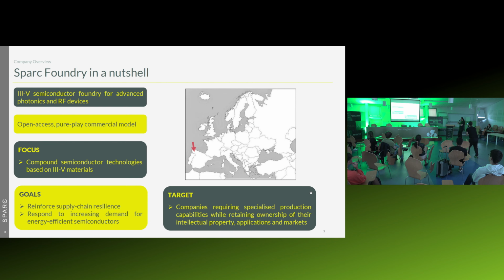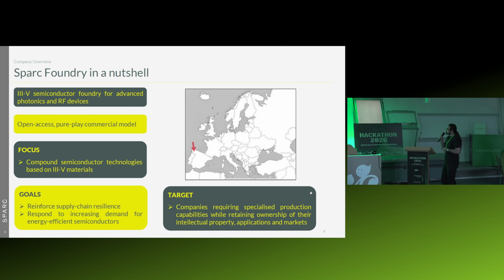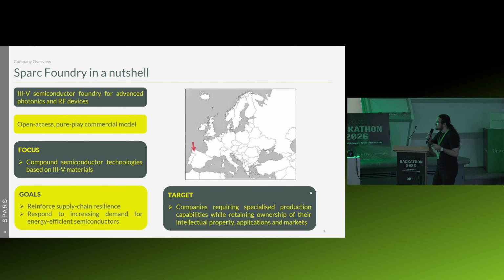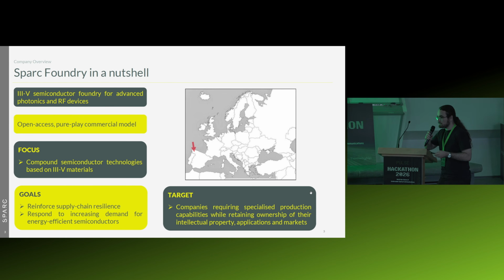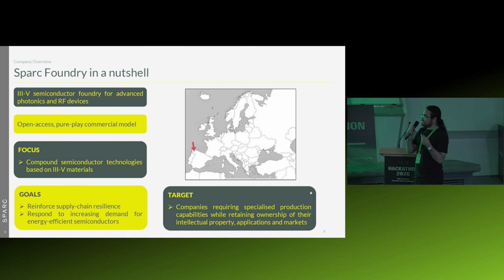We are a III-V semiconductor foundry for advanced photonics and RF devices here in Vigo. We are one of the first, if not the first, companies that wants to make an actual semiconductor fab, semiconductor foundry, and we are doing it here in Vigo. Our model is an open access and pure play commercial model. What this means is we will not be researching things or doing cutting-edge photonic devices or cutting-edge gallium nitride transistors, but we are more of a pure play. We have some devices and people come here to fabricate them and make them real.